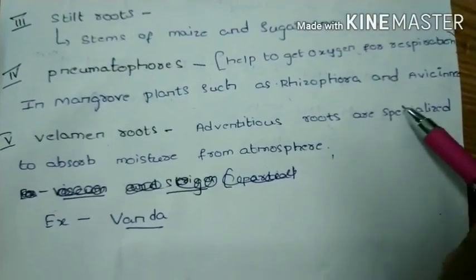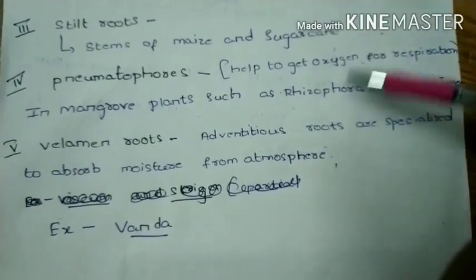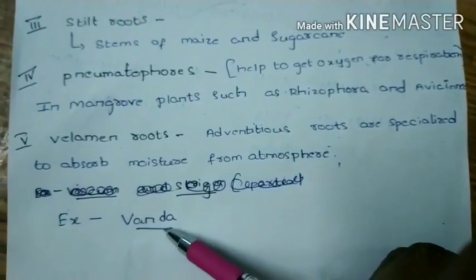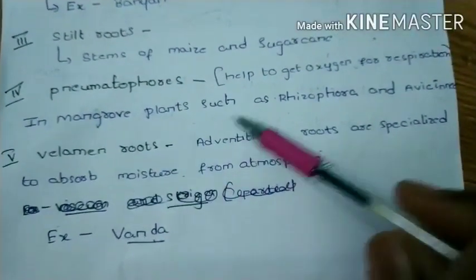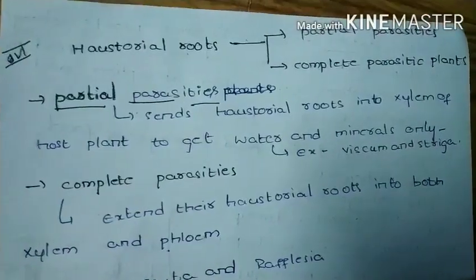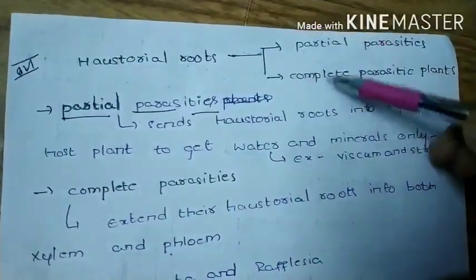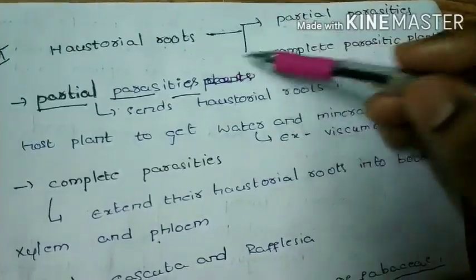You have to note there is a difference between pneumatophore and velamen root. You have to see examples also. An example for velamen root is Vanda. Its roots come out for the sake of moisture. Next to velamen, the next modification is haustorial roots. Haustorial roots, guys, occur in parasitic plants, and they are of two types.